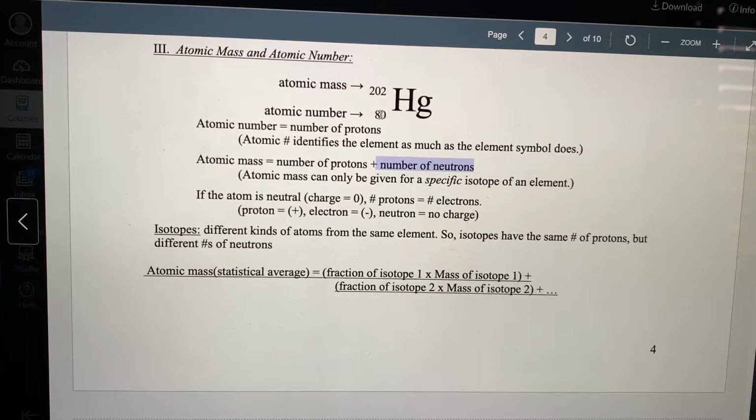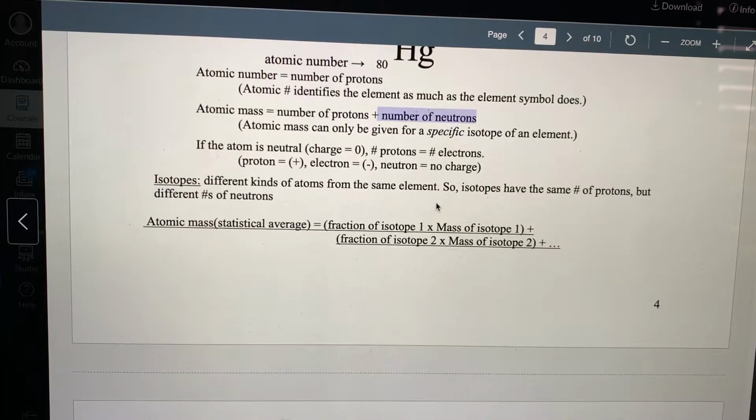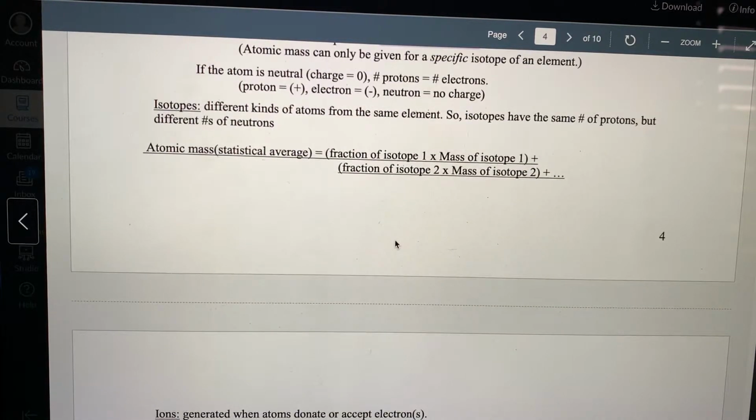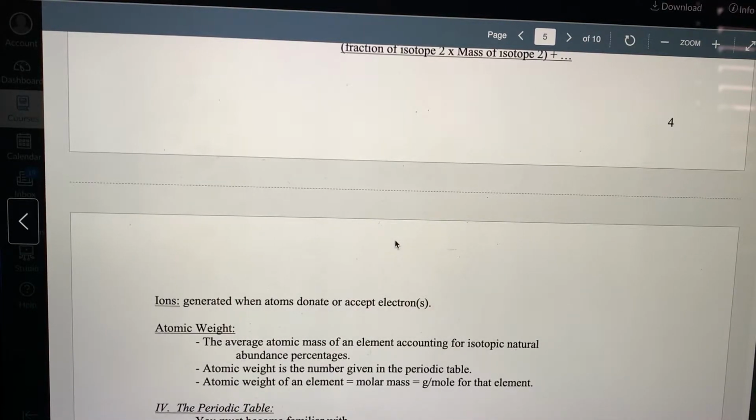However, the atomic number is always a fixed number. So when you talk about atomic number 80, it has to be mercury. Atomic number identifies the element as much as the symbol does. Or you say Hg, you know it's mercury. And here's the formula of how to calculate the weighted average, the average atomic mass of an element based on many isotopes.